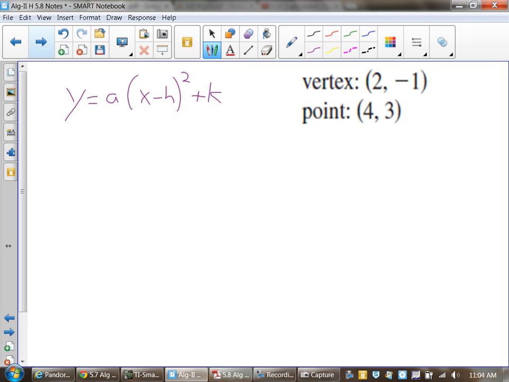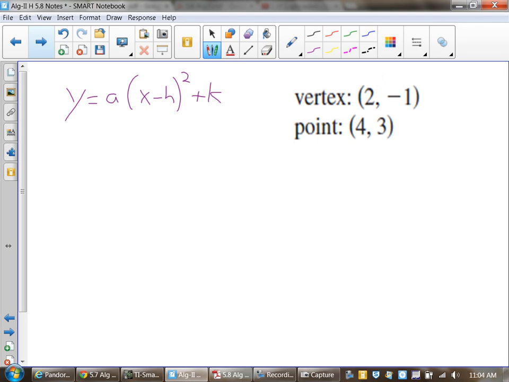Usually the only mistake you're going to make when you get to this point is you might accidentally put an x in for h or an h in for x. You might accidentally flip-flop them. So just label if you're not quite sure. Your point is x, y, and your vertex is h, k.